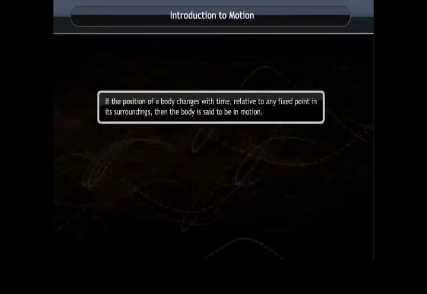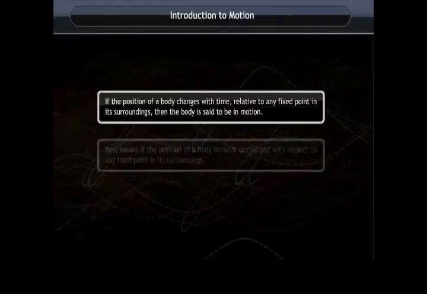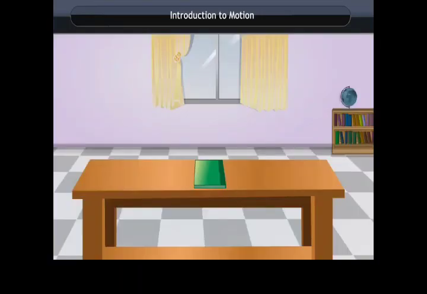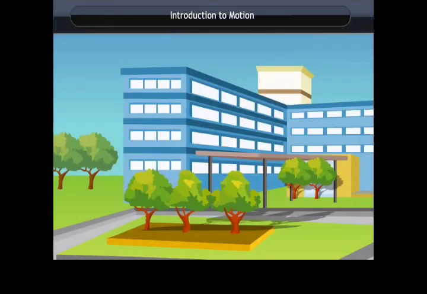Let us now define motion. If the position of a body changes with time relative to any fixed point in its surroundings, then the body is said to be in motion. Rest means the position of a body remains unchanged with respect to any fixed point in its surroundings. For example, a book lying on a table or any building.